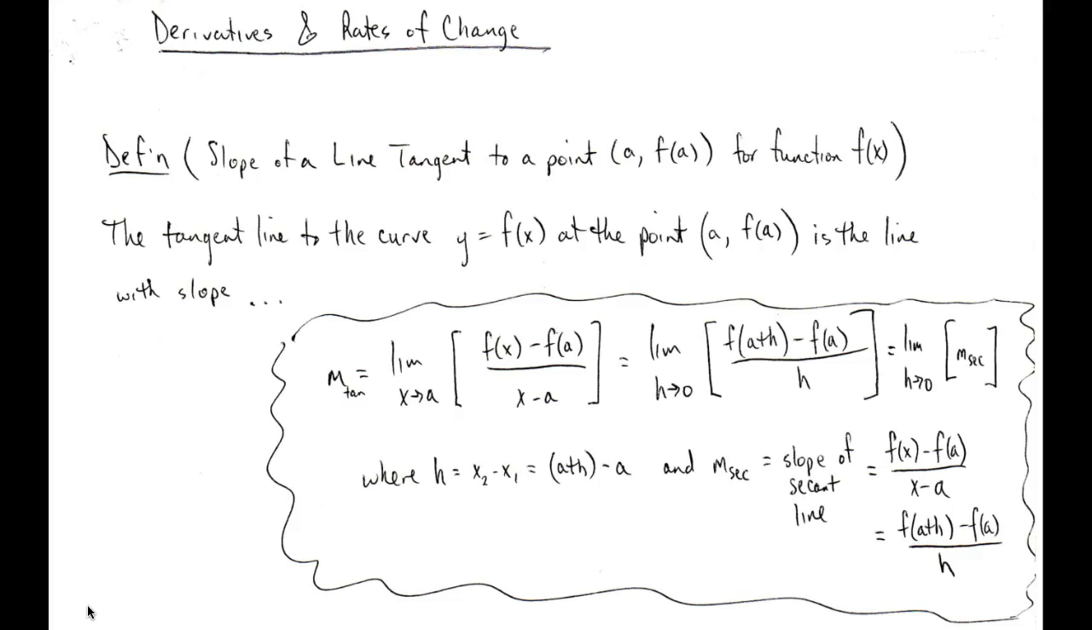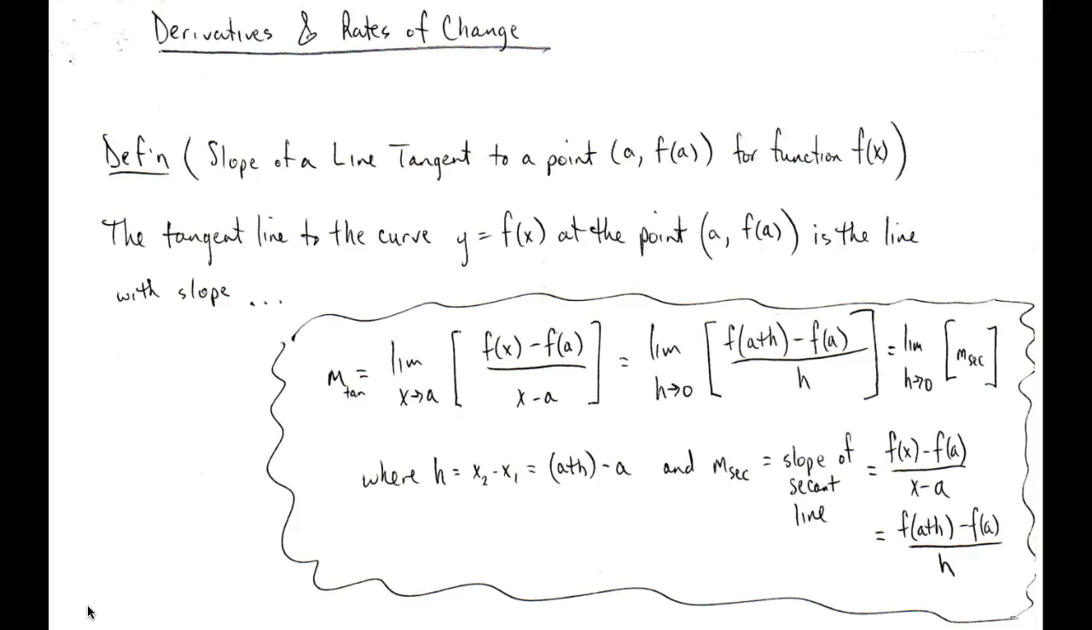What I have here is the definition of how we define a derivative. I start off by interpreting it as the slope of a tangent line, and then we move on to calling it a derivative. We first start off with the definition of the slope of a line tangent to a particular point a, f of a, for a function. By a line being tangent to a point, we mean we have a curve, and that curve is intersected by a line at exactly one point and nowhere else. That's all we mean by that.